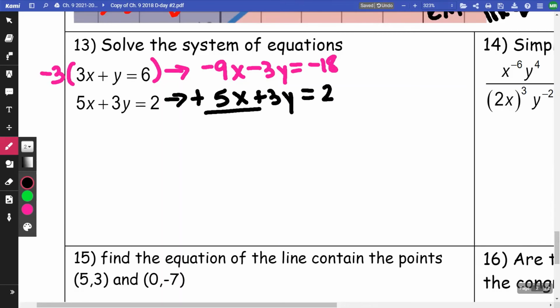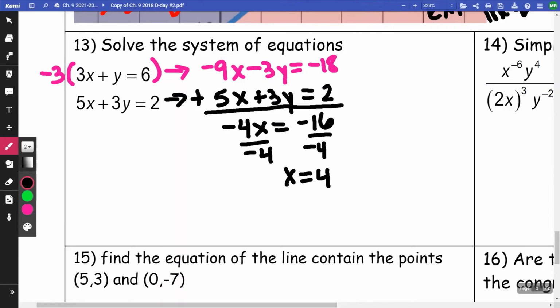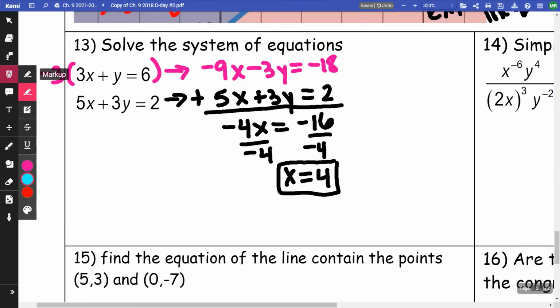I'm going to add these two equations together. My y's are going to cancel out, and I get negative 4x is equal to negative 16. I divide by negative 4, and I get x is equal to 4. That's one of our solutions. We need to find an x and a y. So I personally am going to take this and substitute it into that equation to find my y.